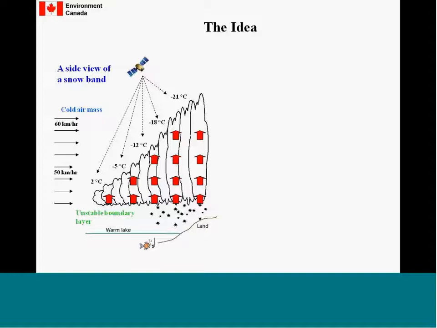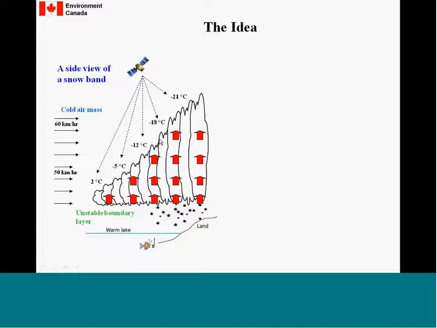This is the side view of a snow band, and you can see it all begins with a small cumulus. As the cumulus moves downstream, clouds get thicker and the top getting higher, and so the temperature gets cooler and cooler. What a satellite is telling us is the infrared channel cloud top temperature. So the cloud temperature changes as the cumulus moves downstream: -2, -5, -12, etc.